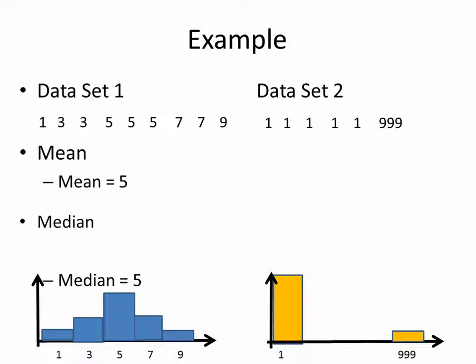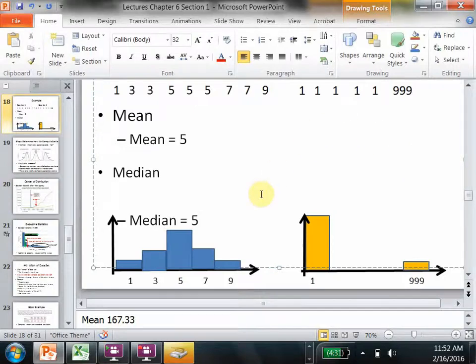Well, we have to do a little bit of work to get the mean, right? So the mean here is equal to, and I have 5 ones, so rather than write 1 plus 1 plus 1, I'm just going to write 5 plus 999 divided by 6. And when you do that, it ends up being 167.33. And the median was 1. Now, what could happen?